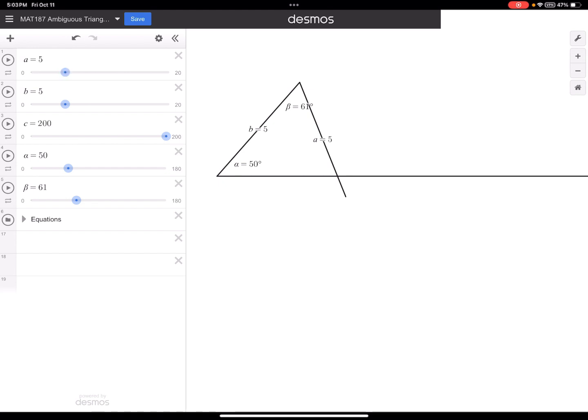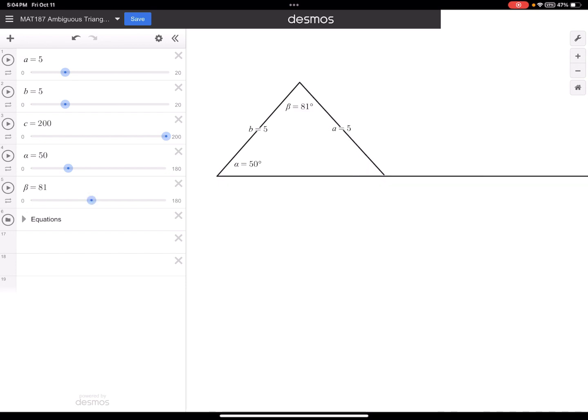If A and B have the same length, and then I rotate this direction, you'll see that there will be no triangle possible as we move this direction with beta, because we will only hit the horizontal line when there is no triangle left, when beta is 0. But if you rotate this direction, we will get one point of intersection somewhere over here.